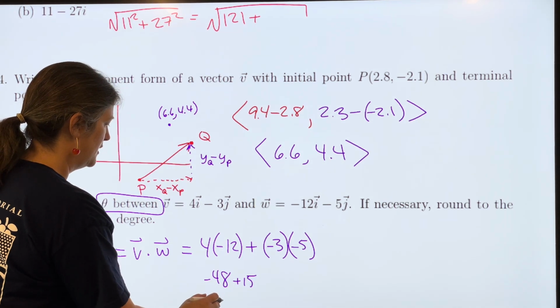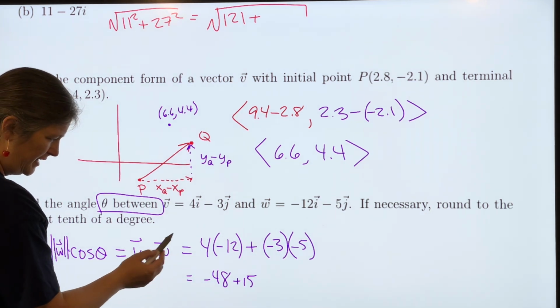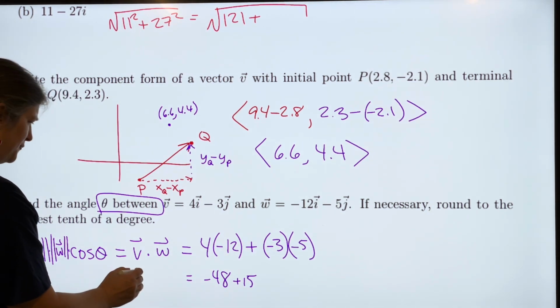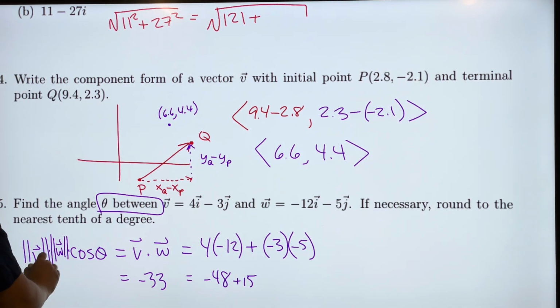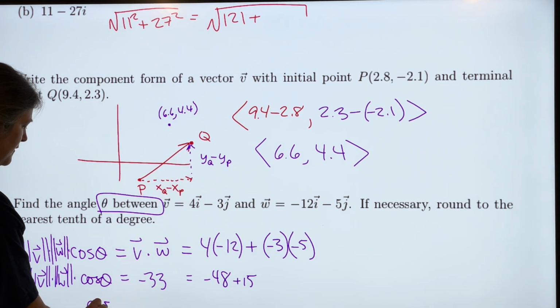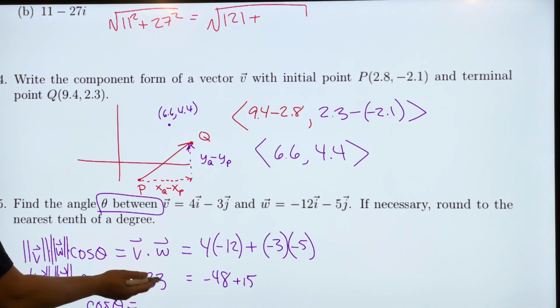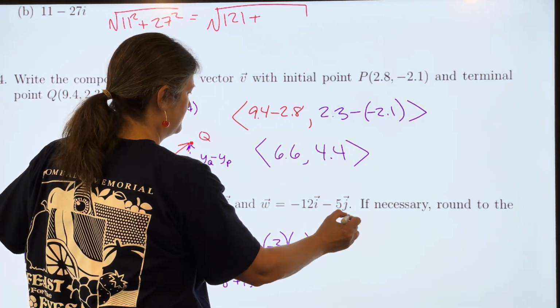So now this value is negative 48 and this value is positive 15. And so the dot product is negative 33. Well, that is the magnitude of v times the magnitude of w times the cosine of theta. So if I could divide by the magnitudes, I'd be golden. So I need the magnitudes.